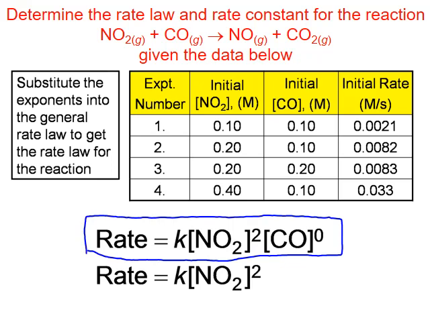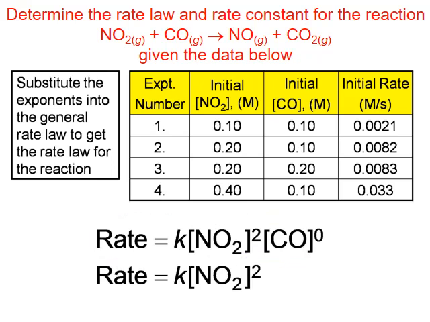And since carbon monoxide is raised to the zero power, this is always going to simplify to one, regardless of what our concentration of carbon monoxide might be. And this means that our rate for the reaction really only depends on the concentration of nitrogen dioxide. So we can write a simplified rate law as the rate equals the rate constant K times just the concentration of nitrogen dioxide raised to the second power.